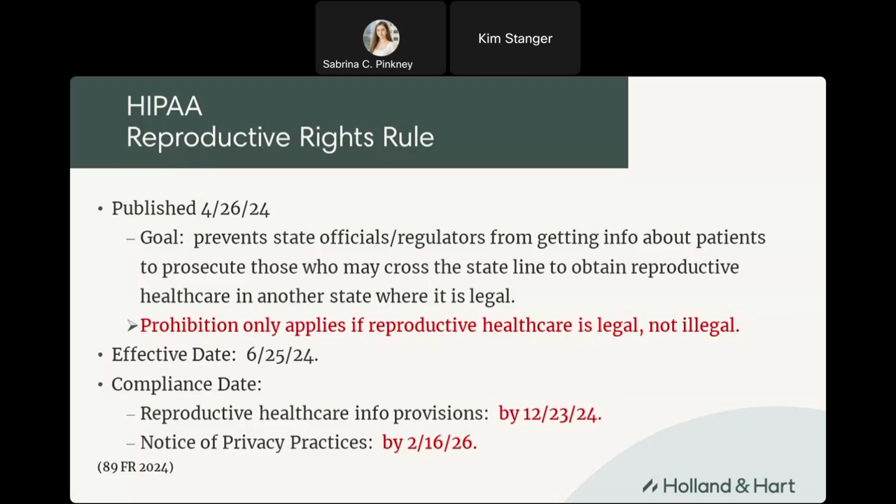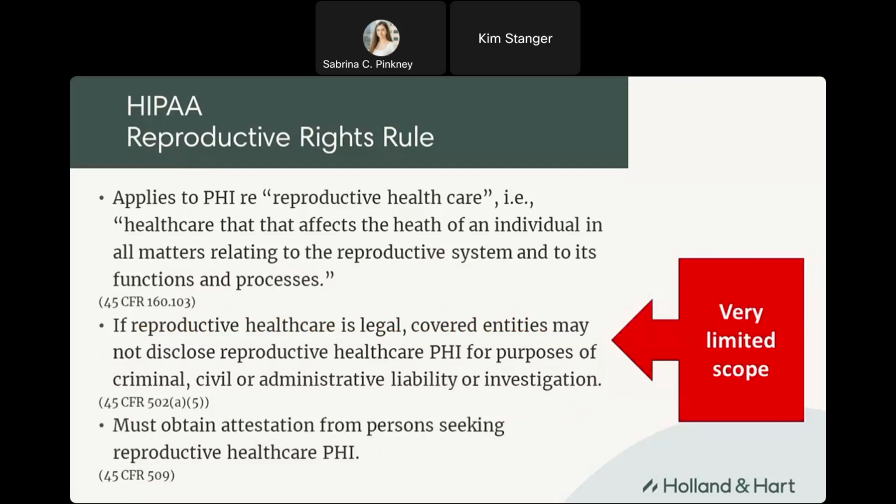It was issued in April. It takes effect in just a couple of days, right? June 25th. But actually, the government has said they're not going to actually enforce it or expect compliance until December of 2024. There are certain requirements under the Notice of Privacy Practices that they're going to give you until February of 2026. We'll talk more about that just briefly.